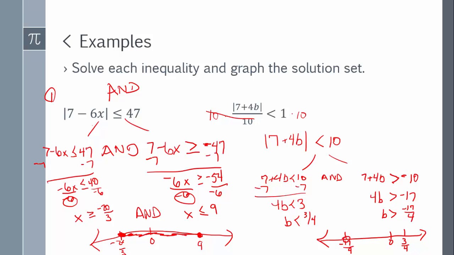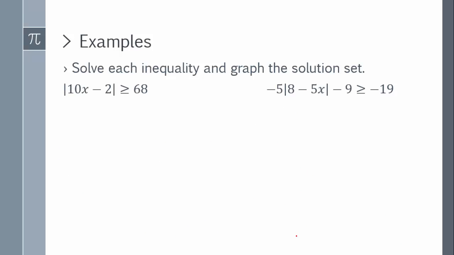But this is a strictly greater than and strictly less than inequality. So I'm not shading the endpoints. I'm putting my holes in there. Okay? That's less than. Now let's take a look at greater than.